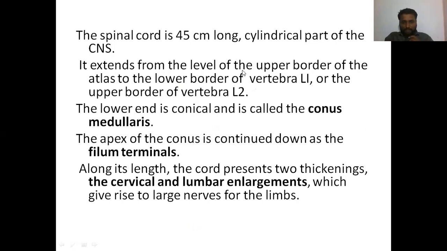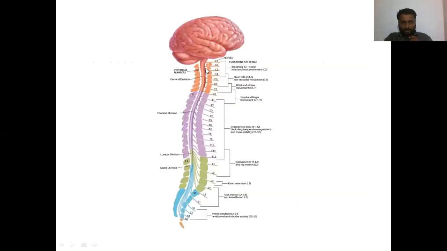Its upper end lies at the level of the upper border of the atlas vertebra, and the lower end lies at the level of the lower border of the L1 vertebra. Atlas means the first cervical vertebra, and the lower end lies at the level of the lower border of L1 or the upper border of L2. See the image again.